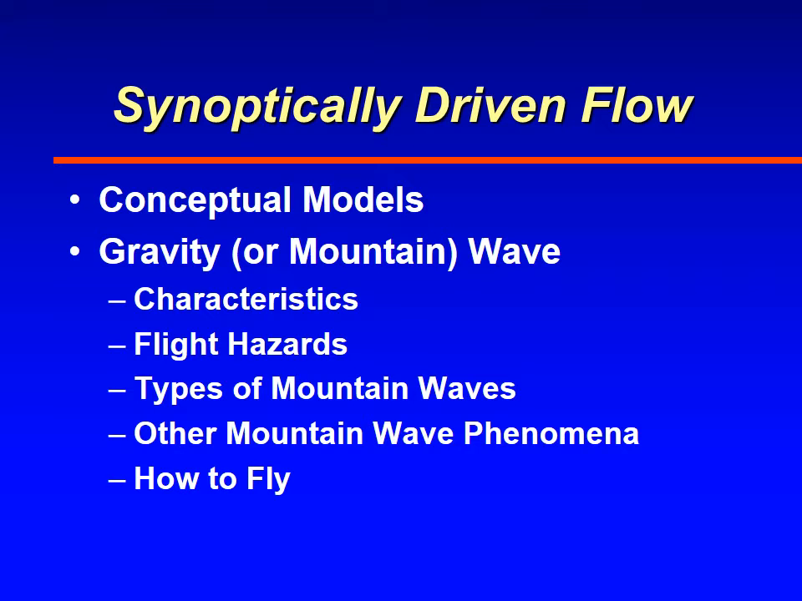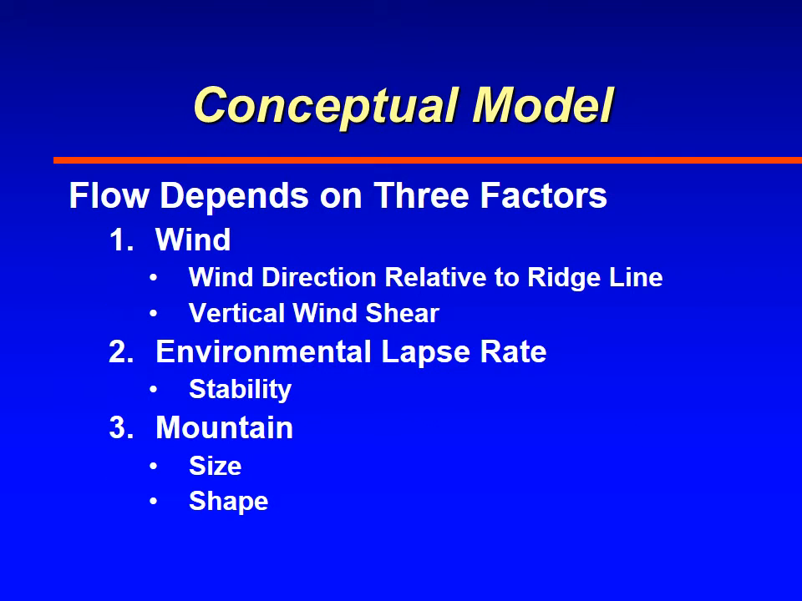In other words, how do we envision what's happening over mountains as the air flows over them? It depends upon, of course, the wind. That's one factor, not only the wind direction, but also the wind shear and the wind strength. We'll come back to shear later on when we talk about different types of waves. Also, it depends upon the environmental lapse rate, in other words, the stability of the atmosphere. And then finally, it depends upon the mountain, not only its size, but also its shape.